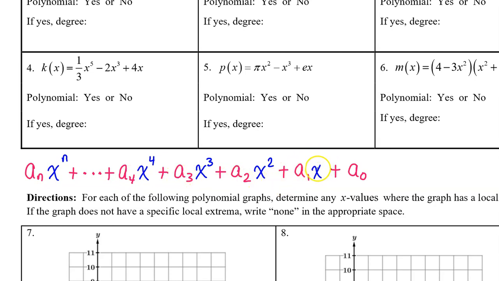On the other hand, the variables and their exponents. The exponents can only be the whole numbers, 0, 1, 2, 3, 4, and so on. This is x to the 0 power and x to the 1 power. They can't be anything else. They can't be fractions or negative numbers or anything like that.